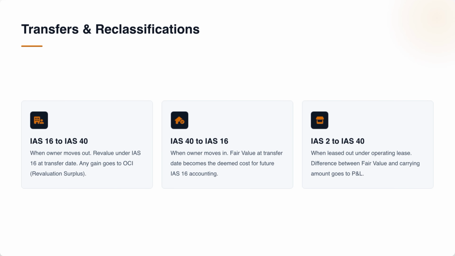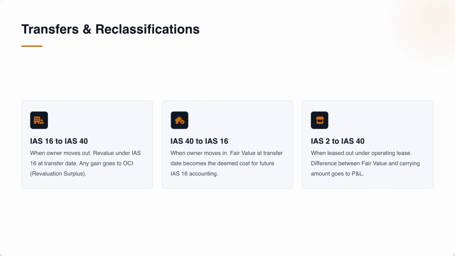What happens when a property changes its purpose? IAS 40 provides clear rules for transfers. Case 1. IAS 16 owner-occupied to IAS 40 investment property. When the owner vacates a building to lease it out, you revalue the property under IAS 16 up to the transfer date. Any revaluation gain goes to OCI and revaluation reserve. Once it crosses over into IAS 40 at fair value, future gains go to P&L.